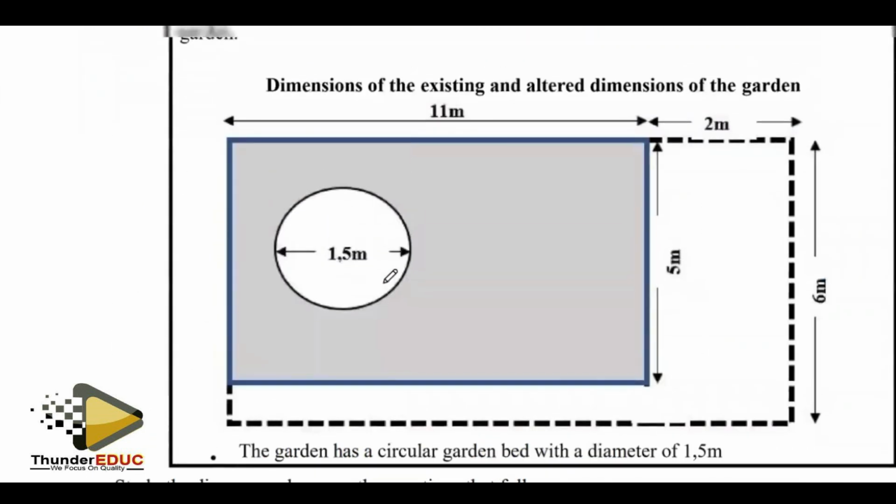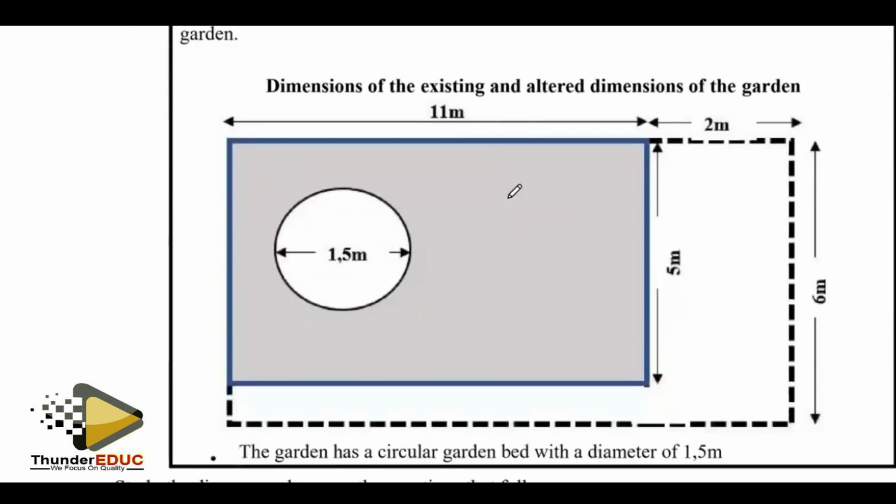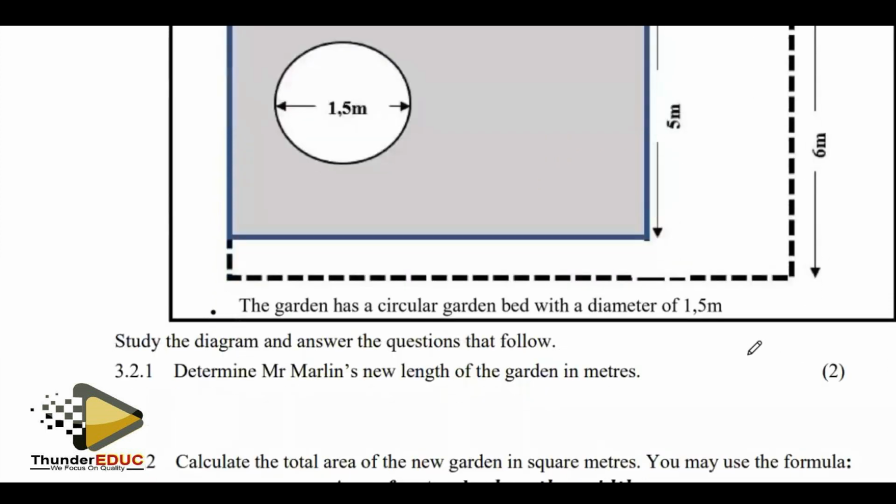Three 3.2, when you look at 3.2, almost the same part that we're looking at. And here we have this diagram. Now this is from Mr. Malin, who intends to increase the area of his garden to plant more vegetables. The diagram below shows the dimensions of the existing garden and the alterations to the new garden. You understand? The existing is this blue one. Then these dotted ones are the extensions, which becomes the new garden.